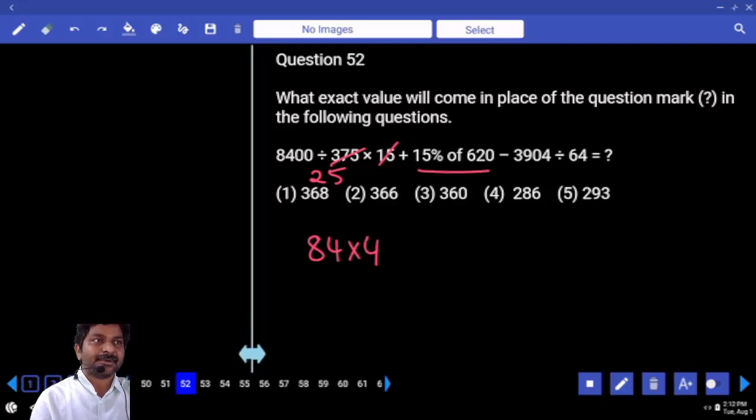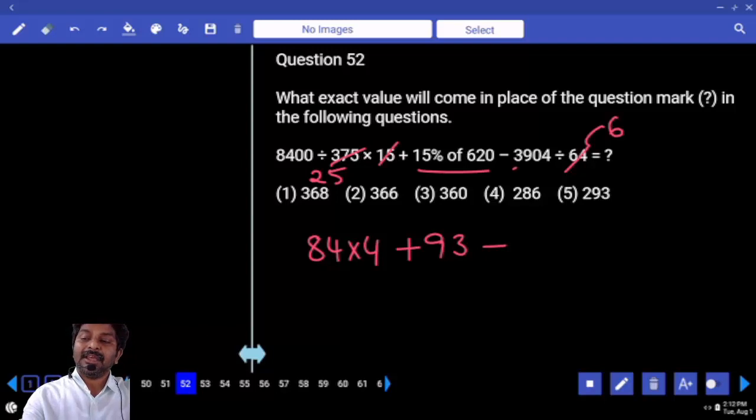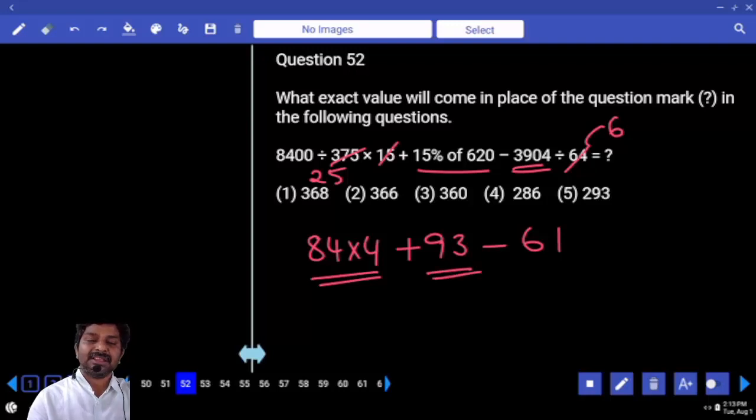15% of this fellow, 10% plus half, how much is that? 93 minus 64, 6 times, let's see, 60 into 6, 360, 4 into 6, 24, 360, 24, 384. Apart from 384, how much more is there? 6 and then 4. That means 61 times only. Let's see last digit verification. This fellow ends with plus 3 minus 1, only 1.